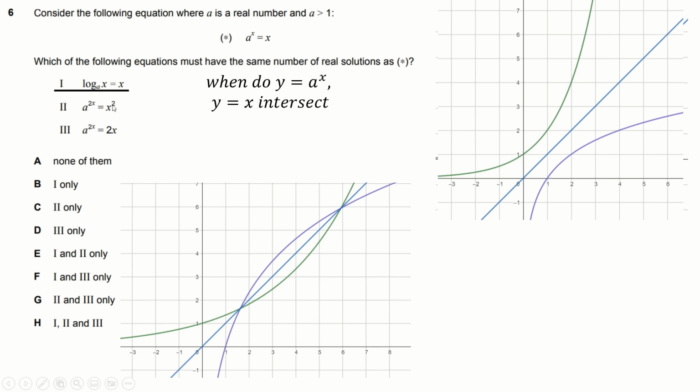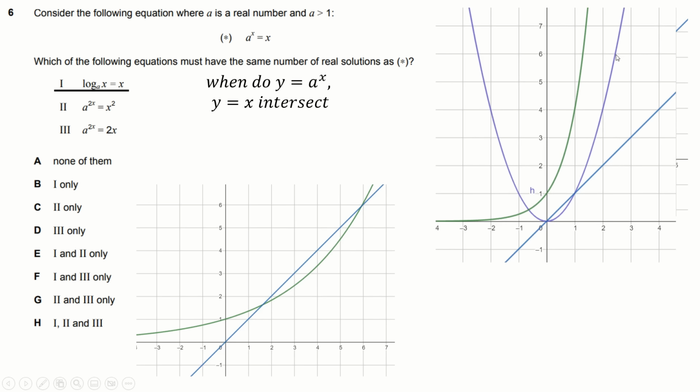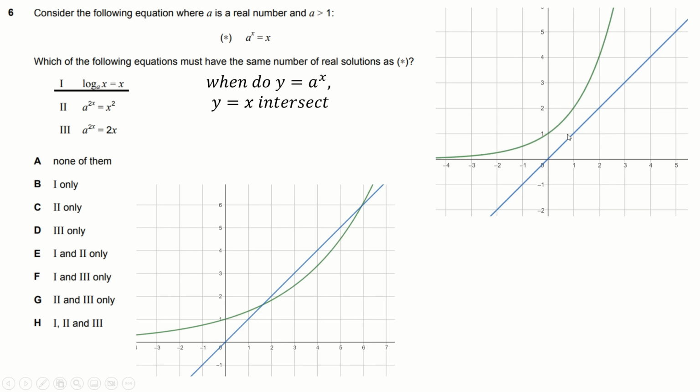Now, if you square the x graph, so this is y equals x, if you square it, it becomes y equals x squared, which looks more like this. And of course, this is going to have a solution over here somewhere because it goes back up again. So this is immediately out. That's not going to have the same number. Here's an example where it had 0 to start with, just there, and now it has 1.